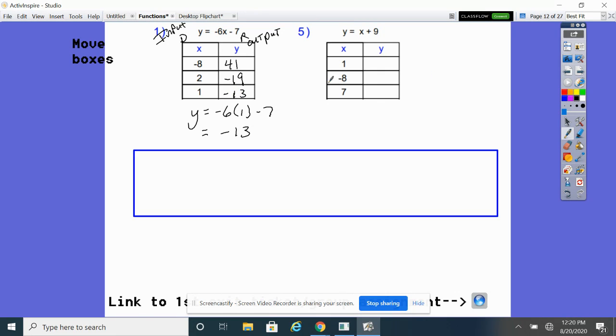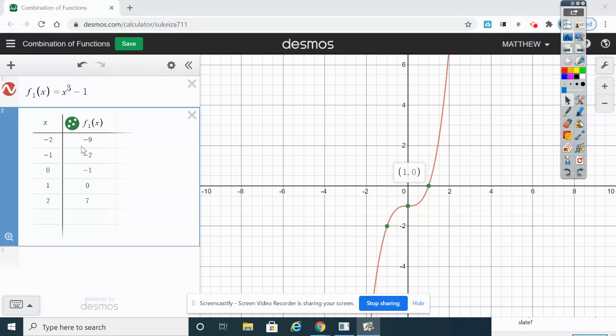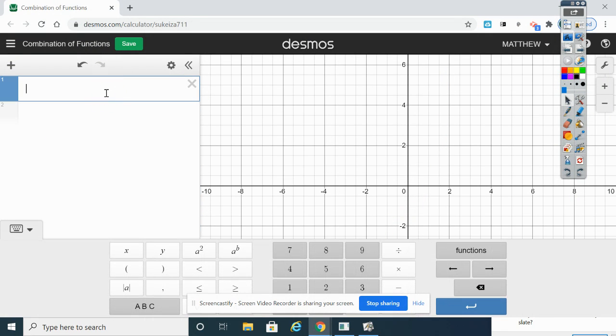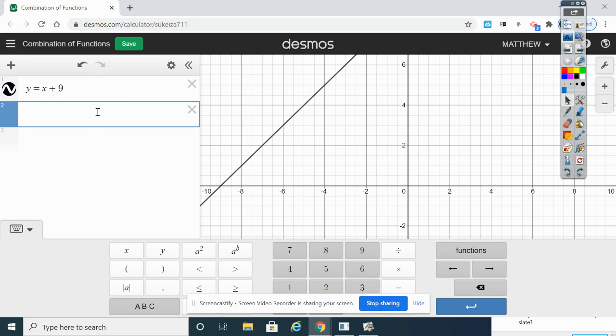And we can do that again with this one. We've got a new function, x plus 9. I'll write that down because I'm going to go to a new screen, and the numbers are 1, negative 8, 7. If you want to be quicker about this, you can go to Desmos. We'll X out of this. Just like you said f of x, that's the same as saying y.